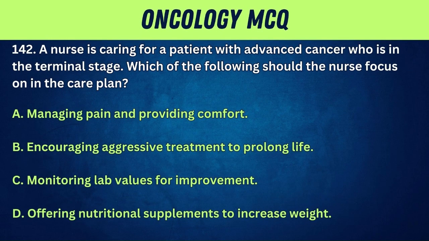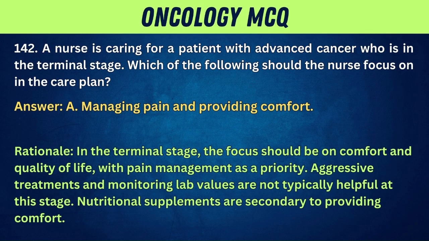142. A nurse is caring for a patient with advanced cancer who is in the terminal stage. Which of the following should the nurse focus on in the care plan? A. Managing pain and providing comfort. B. Encouraging aggressive treatment to prolong life. C. Monitoring lab values for improvement. D. Offering nutritional supplements to increase weight. Answer: A. Managing pain and providing comfort.